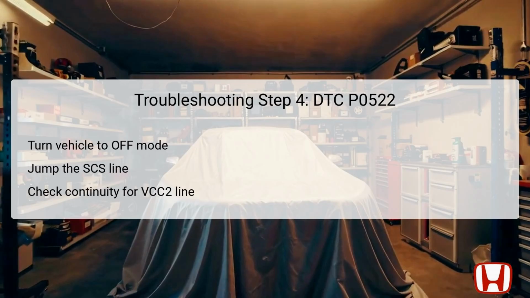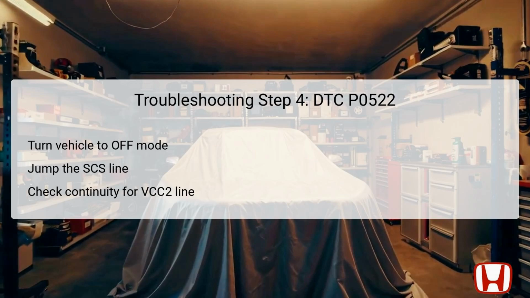In the fourth troubleshooting step for DTC P0522, turn the vehicle to the off or lock mode to ensure safety and accuracy in testing. Utilize the HDS to jump the SCS line, preparing for continuity checks. Then, disconnect the PCM connector C, which houses essential circuitry relations to the rocker arm oil pressure sensor.